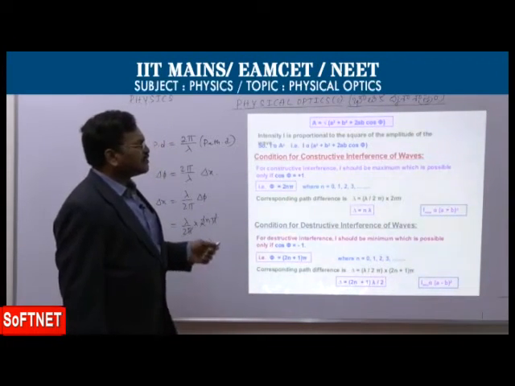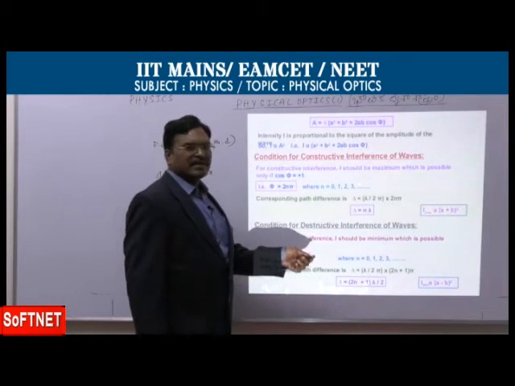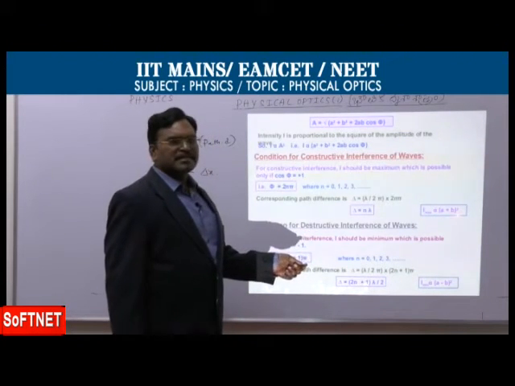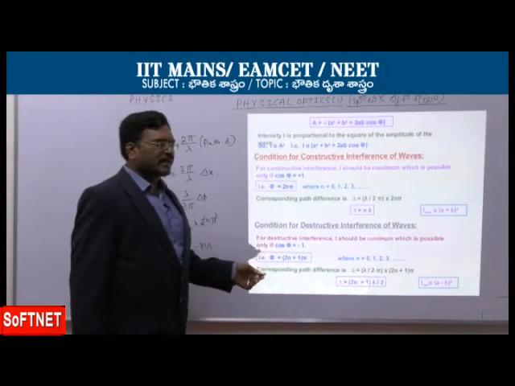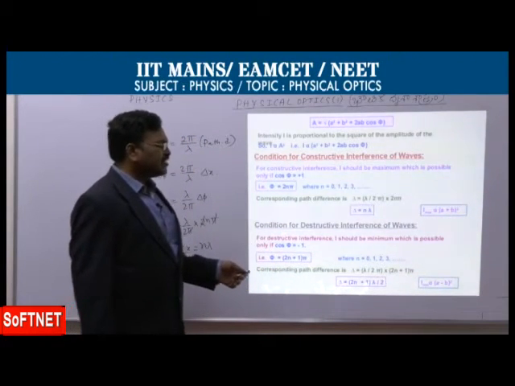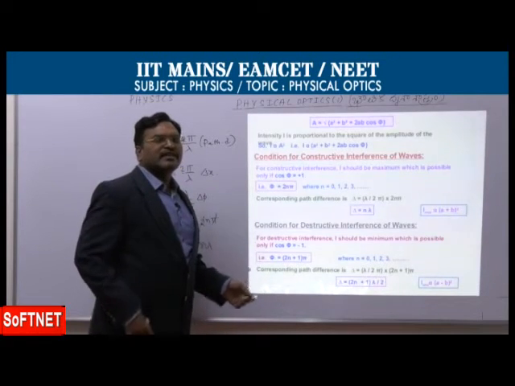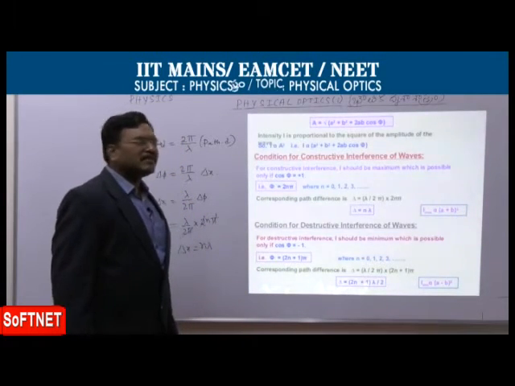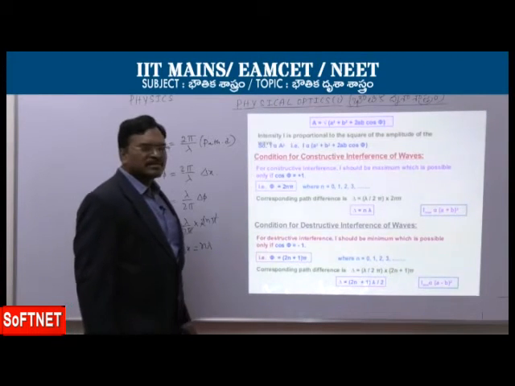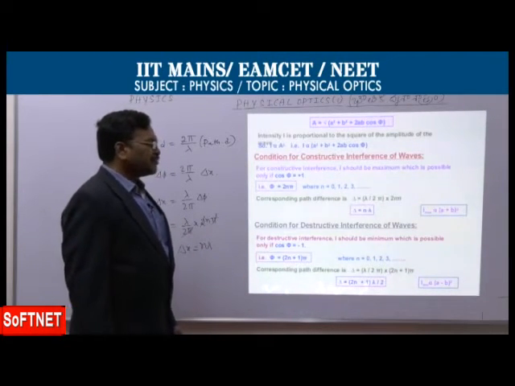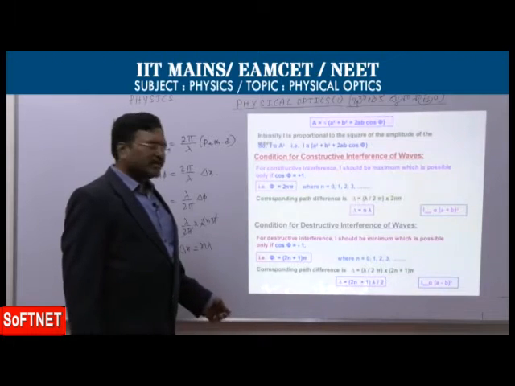Now intensity becomes, with cos 0 equal to 1, I maximum proportional to (a+b) whole square. Next, the condition for destructive interference. How does destructive interference take place? The crest of one wave overlaps the trough of the other wave. At that time those two waves are out of phase, so intensity is minimum. That is called destructive interference.